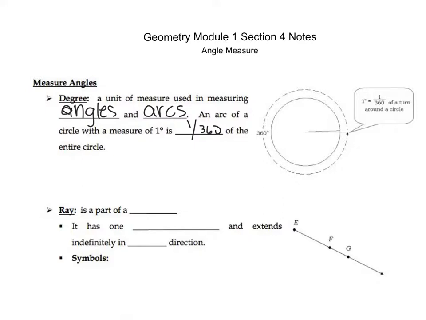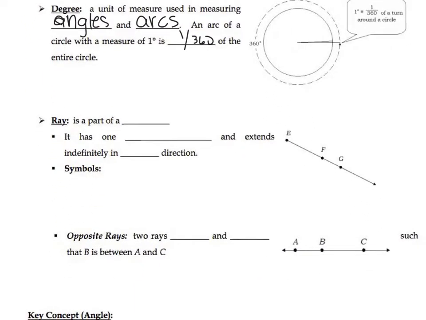We also want to talk about a ray. A ray is a part of a line. It has one endpoint and extends indefinitely in one direction. So if we're looking at the example over here on the right, we have point E, and then we have an arrow extending in a direction, and that is a ray.